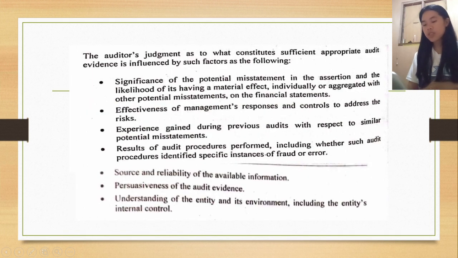The auditor's judgment as to what constitutes sufficient appropriate audit evidence is influenced by factors such as the following: the significance of the risk in the assertion and the likelihood of its having a material effect, individually or aggregated with other potential misstatements, on the financial statements; the effectiveness of management's responses and controls to address the risk; experience gained during previous audits with respect to similar potential misstatements; and the results of audit procedures performed, including whether such audit procedures identified specific instances of fraud or error.